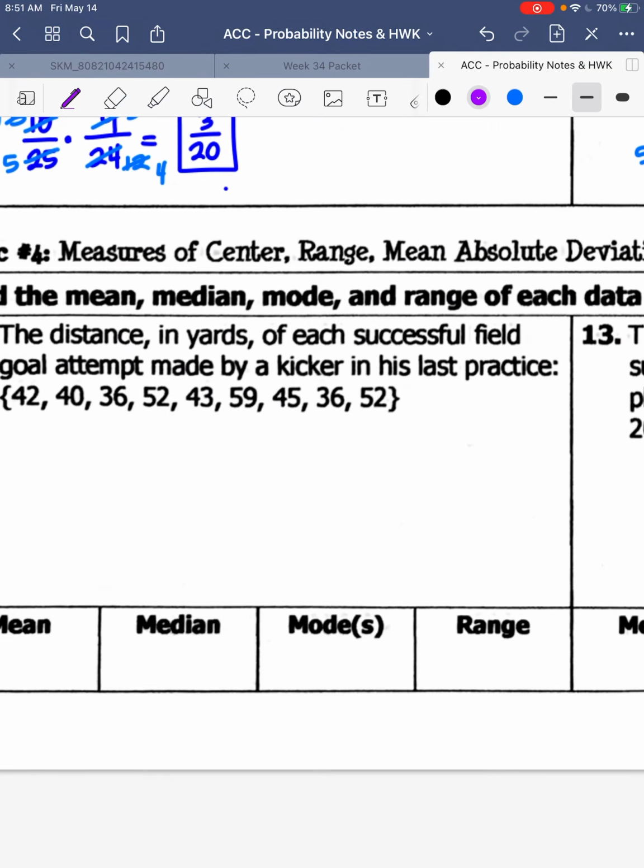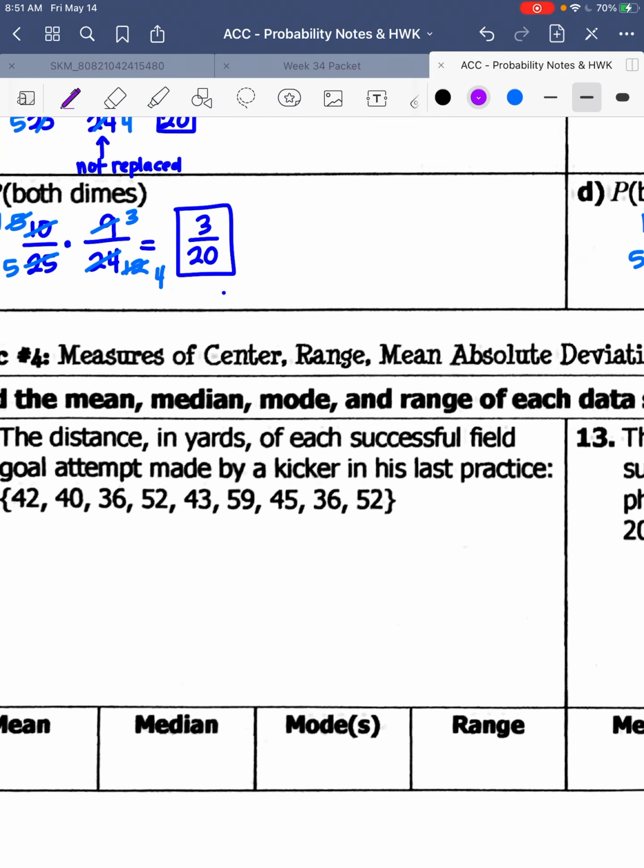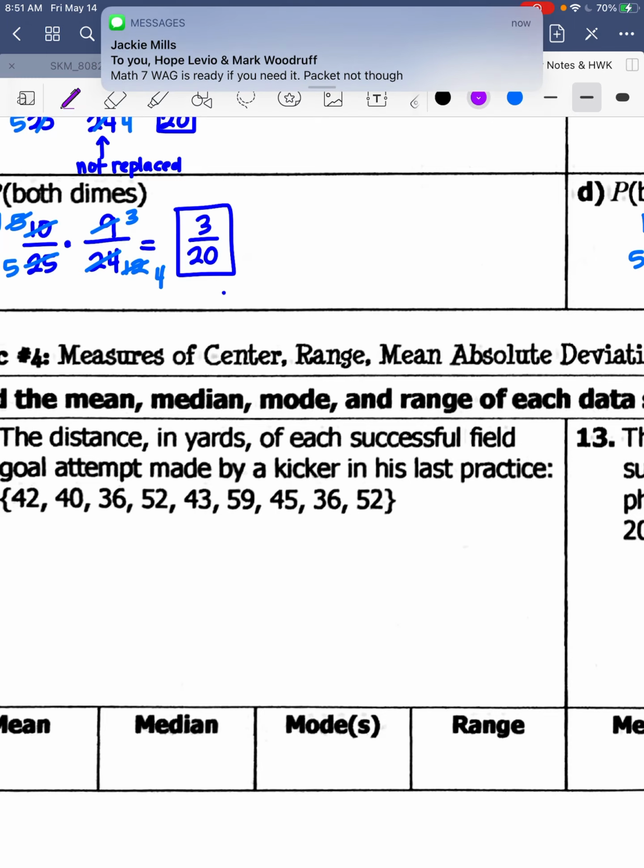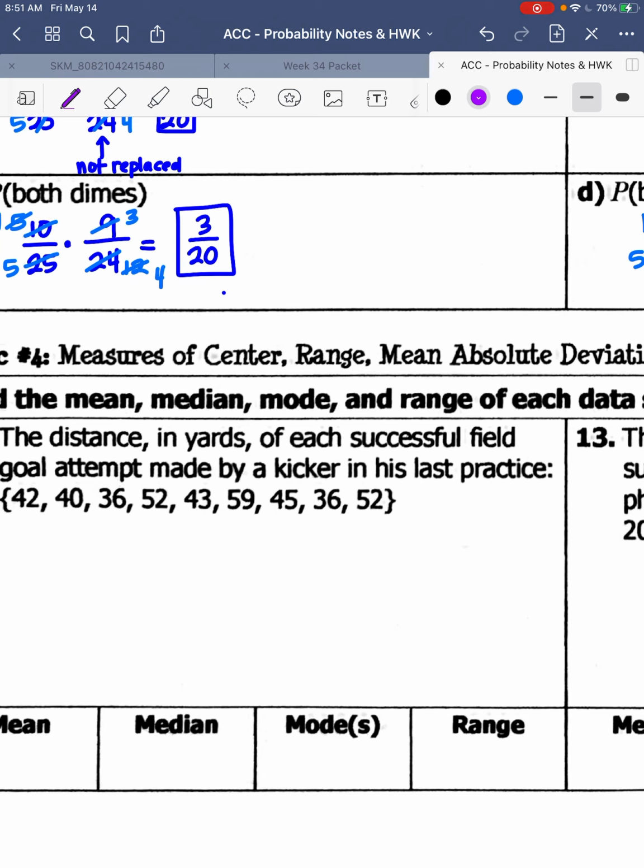So let's look closely. It says the distance in yards of each successful field goal attempt made by a kicker in his last practice. So in order for me to find the mean, median, mode, and range, the first thing I really need to do is rewrite my data in numerical order, starting with my smallest value and ending with my largest value.